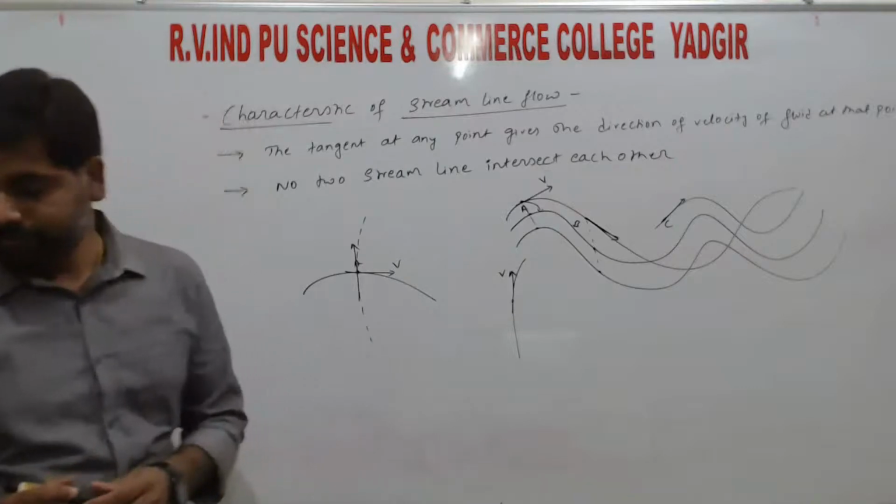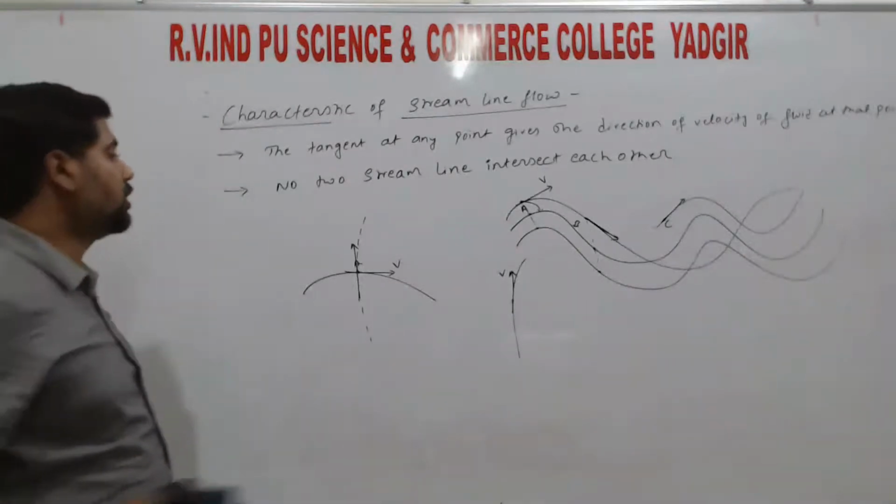So next, the second type of flow is the laminar flow.